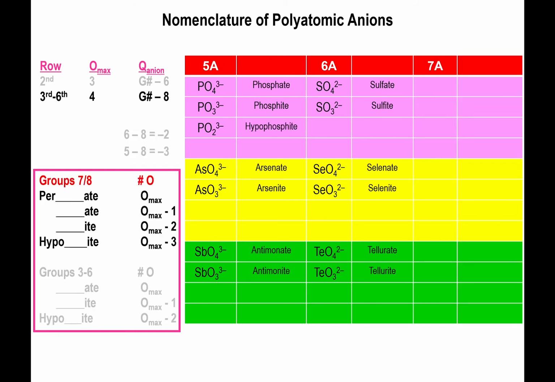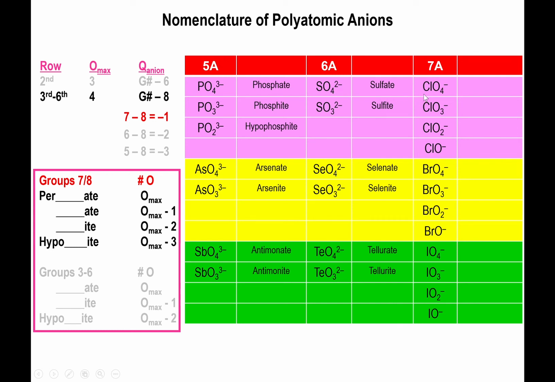Alright, now group 7. We're going to use the top portion of the nomenclature table to name these particular anions. And since we're dealing with group 7, 7 minus 8 will give you a charge of -1 for each one of these ions. Since we're going to be below the second row, starting with chlorine, we have 4 oxygens to begin with. So we have 4 oxygens for chlorine, 4 oxygens for bromine, 4 oxygens for iodine, and all of them have the 1 minus charge because we're in group 7, meaning 7 minus 8 is -1.